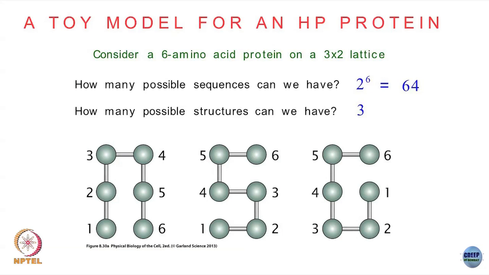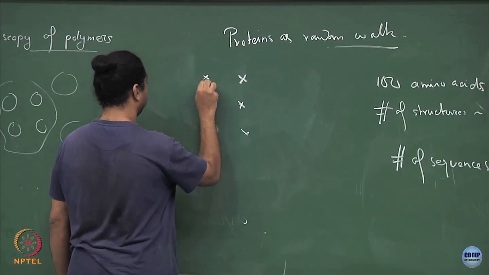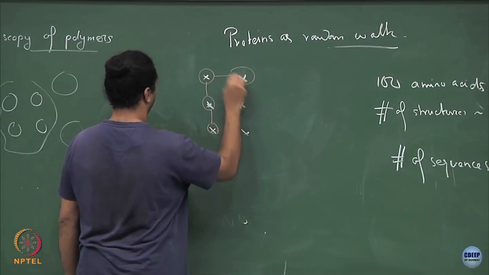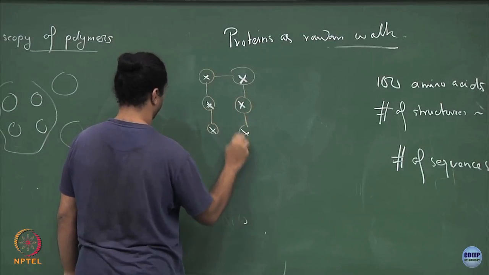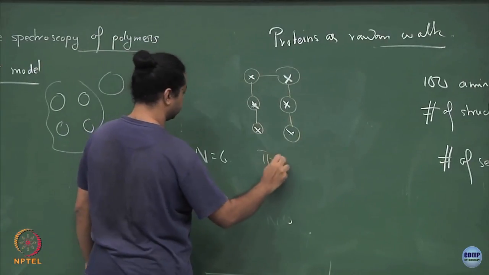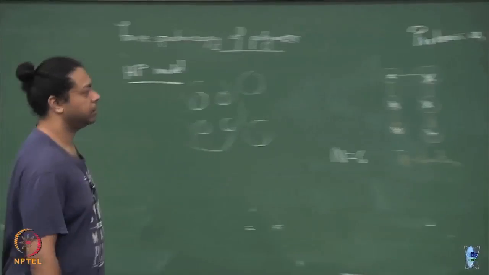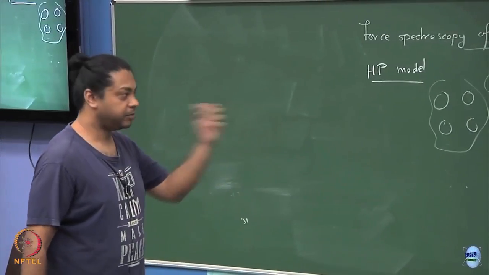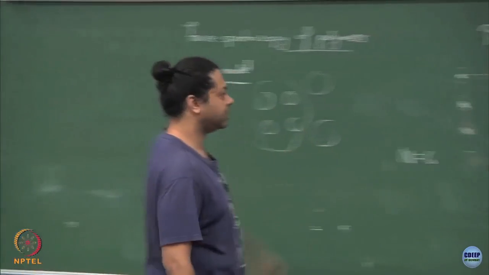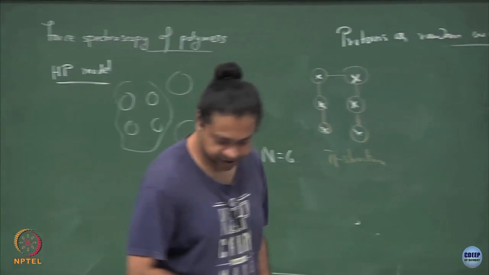So, let me draw one. Let us say I draw a protein like this. Let me call this the pi structure. So, here is the 6 amino acid protein. I have filled up all the available lattice sites. I have got a structure like this. What other structure can I have?